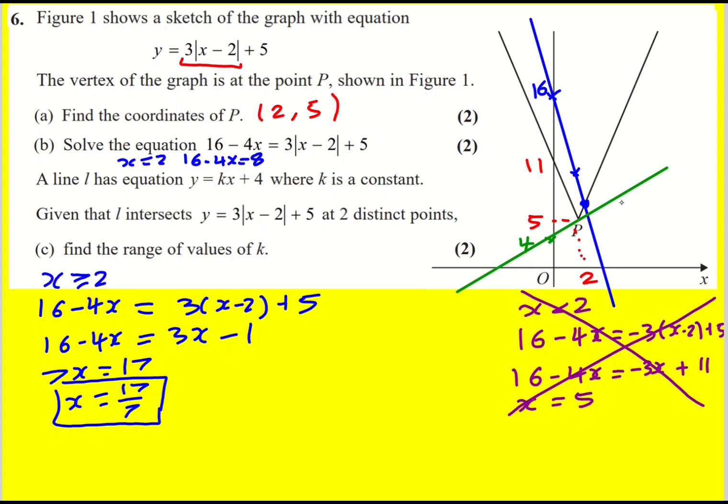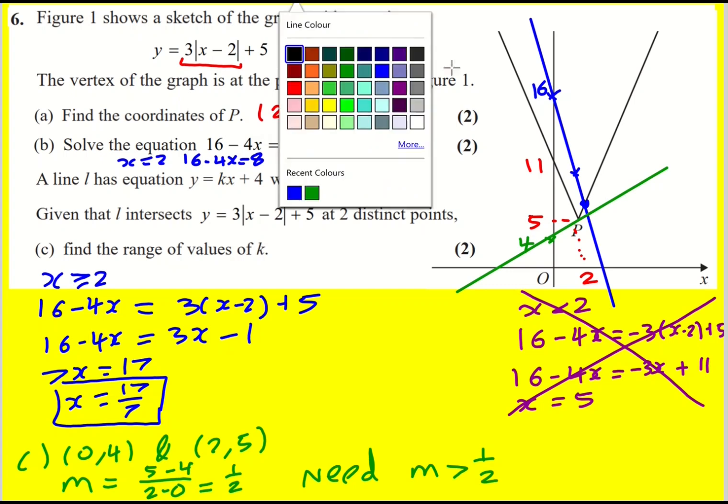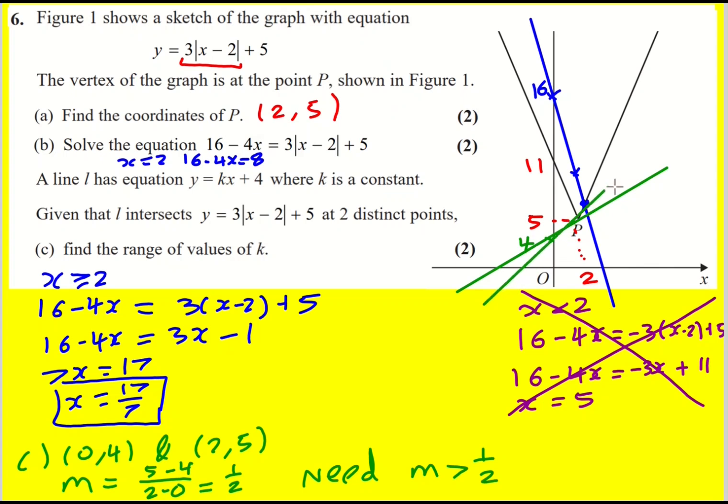So let's find out where that is. It's going through 0, 4, and that turning point that I found before, 2, 5. So the gradient will be 5 minus 4 over 2 minus 0, which is a half. So I need m to be greater than a half. If it's equal to a half, it would still only intersect in one place, whereas if it goes to 0.6 even, then it's going to intersect in two places.